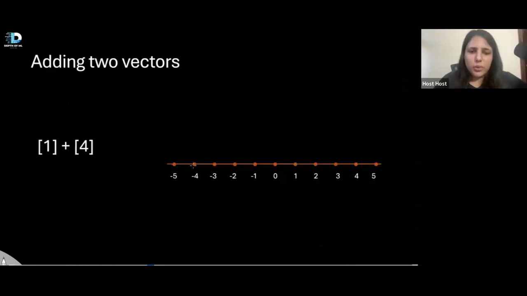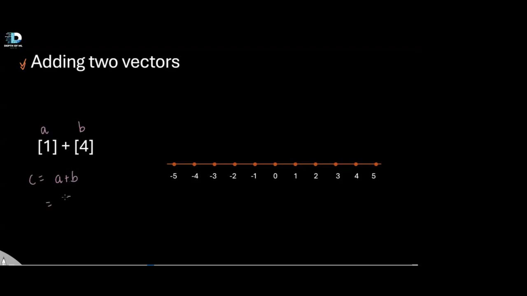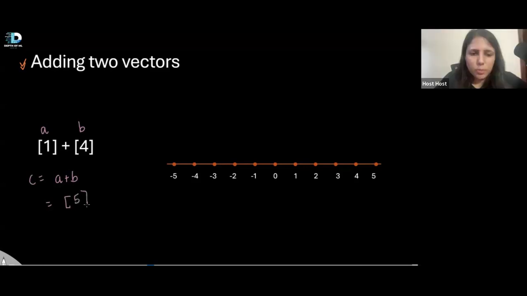This is also very basic: how do I add two vectors? This is very important in linear algebra as we go forward. Can anybody tell me what the vector will be? Say this is the A vector and this is the B vector, and C equals A plus B. What will be the value of C? 5. Right?